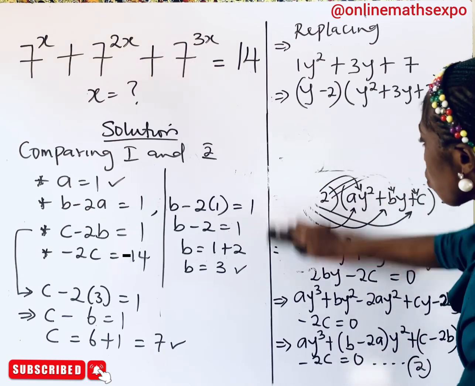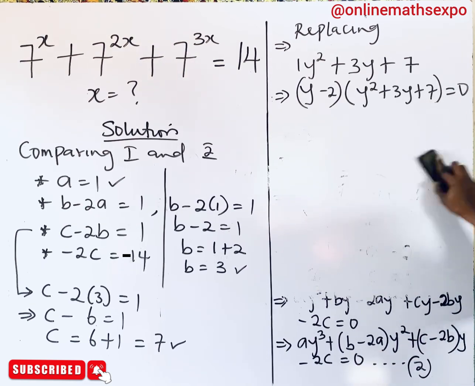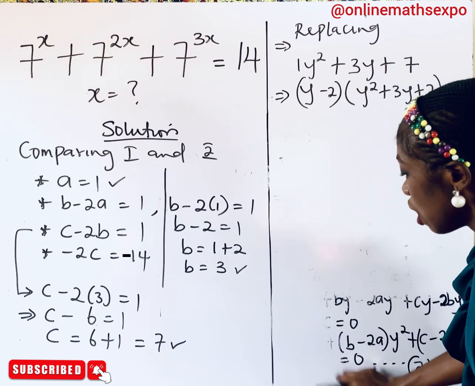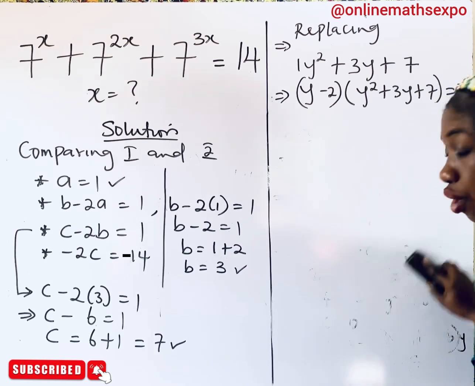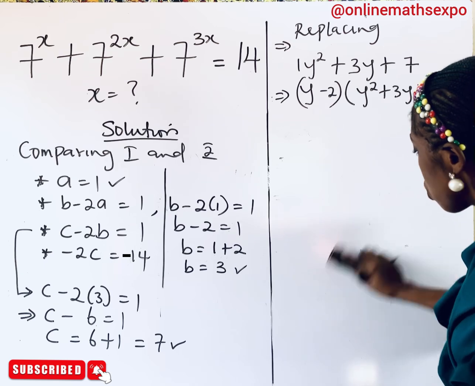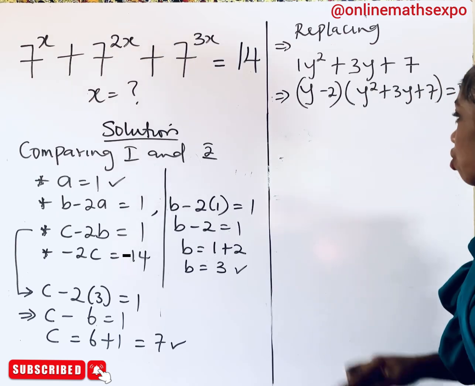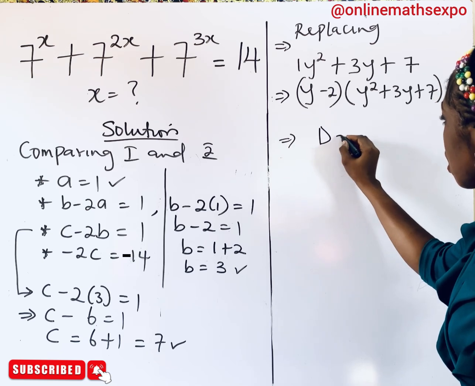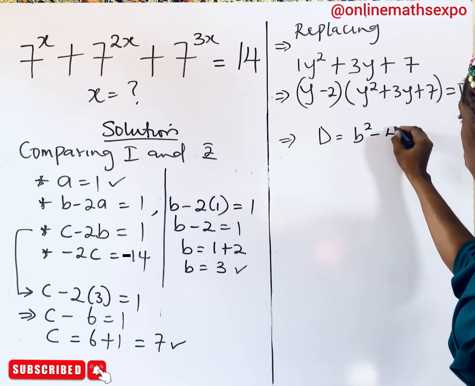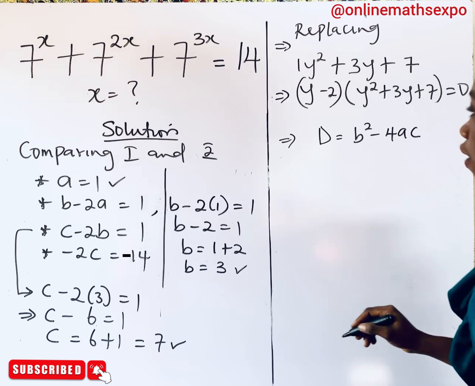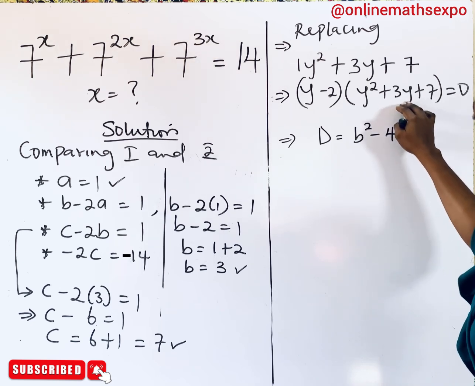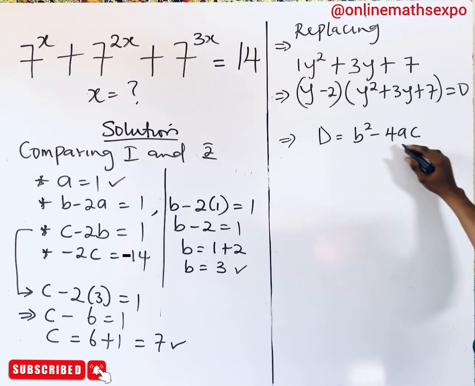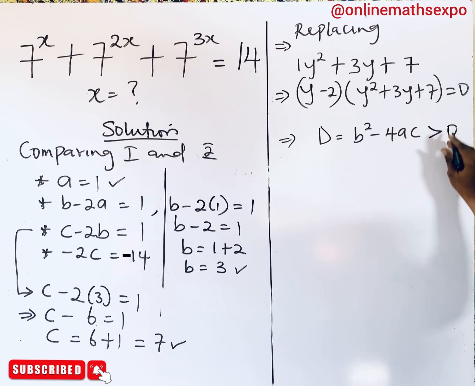So to do that, we are going to test for the discriminant to know if it's going to give us a real or complex solution. So let's test for the discriminant, and to do that, we use D is b squared minus 4ac. When you test it, it should be greater than 0.